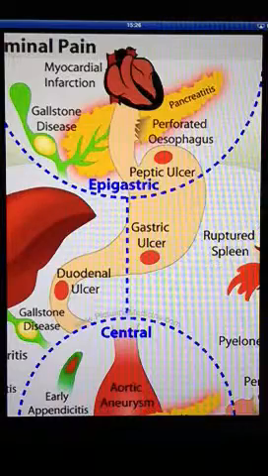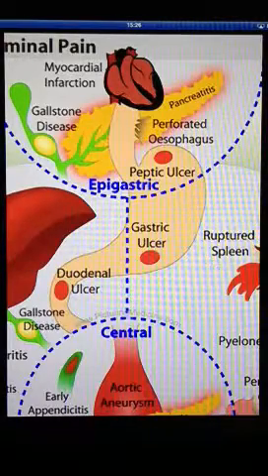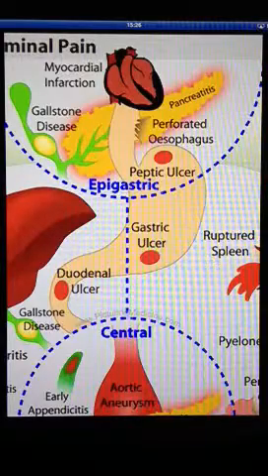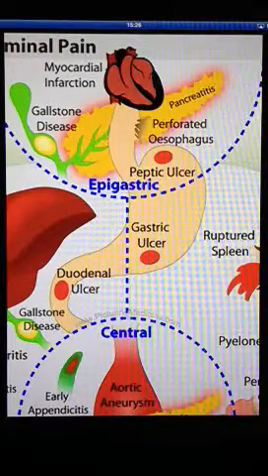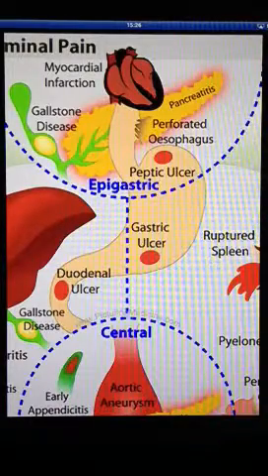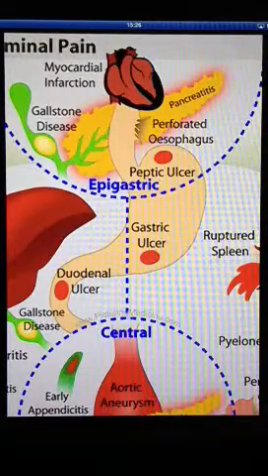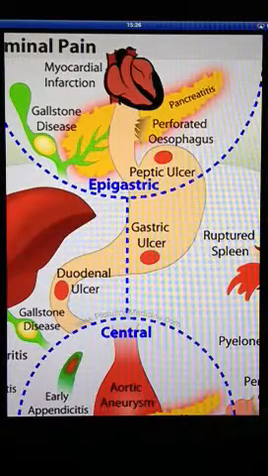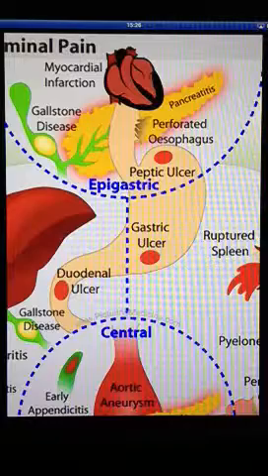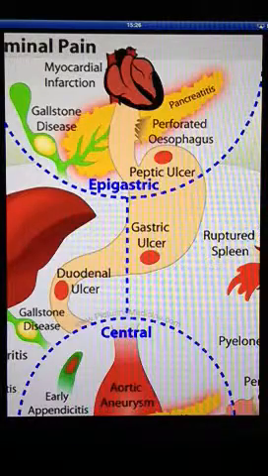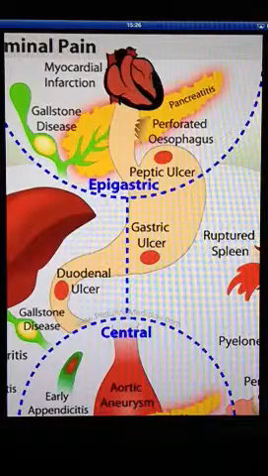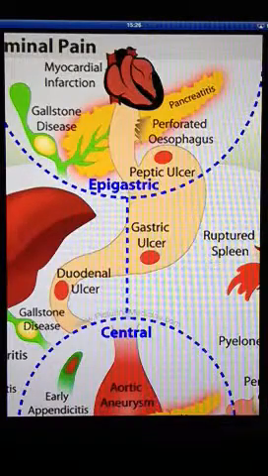Epigastric pain may relate to a problem with the pancreas, for example pancreatitis, or the gallbladder, for example cholecystitis, or the stomach, for example peptic ulceration. Once again, any of these conditions may also be associated with back pain. Don't forget to consider myocardial infarction, and once again, perforations are a potential explanation.